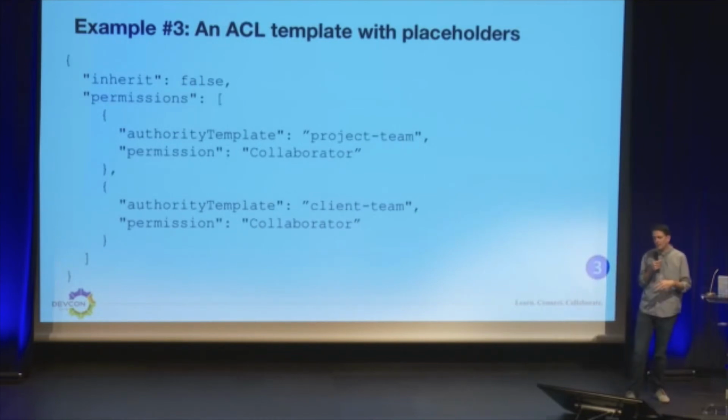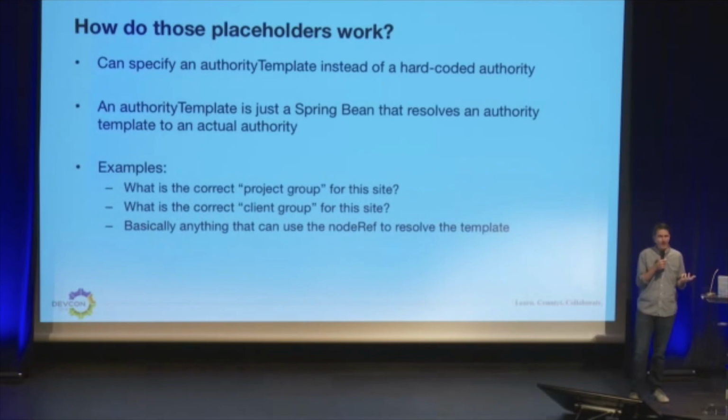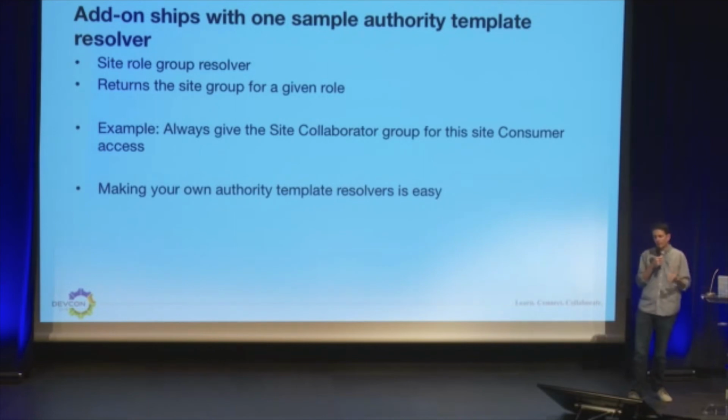Now, to deal with variability, instead of hard-coding the authorities, we can use authority templates. So in this case, I've replaced the hard-coded groups with two authority templates. One's called project team, and the other one's called client team. How does that work? Well, you can take an authority template, and that's just a Spring bean that takes a node ref and then does whatever logic you need to decide what the actual authority is that you want to apply to that ACL. So what is the project group for this site? The resolver figures it out.